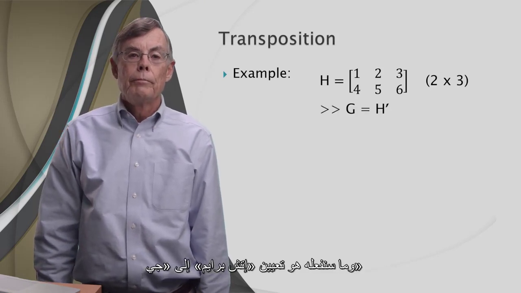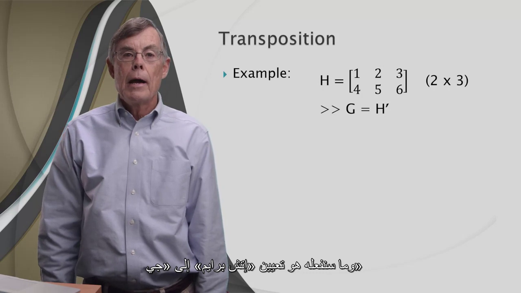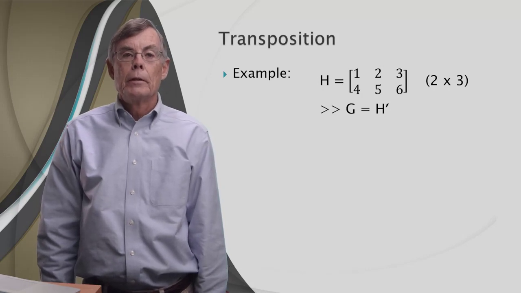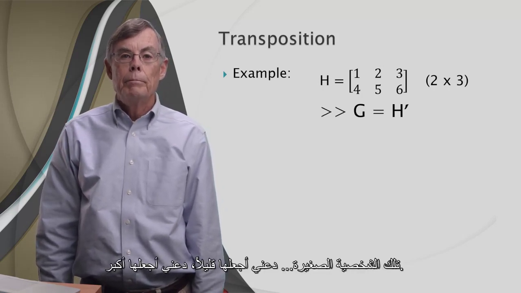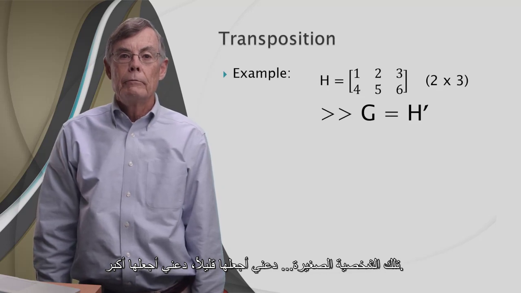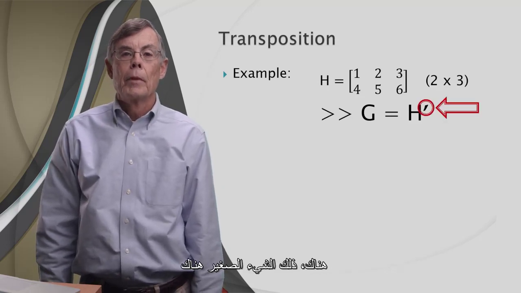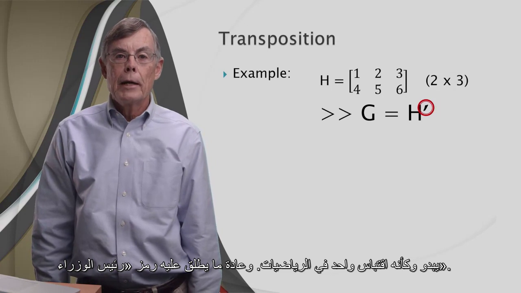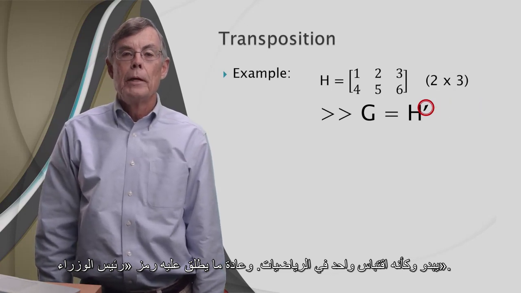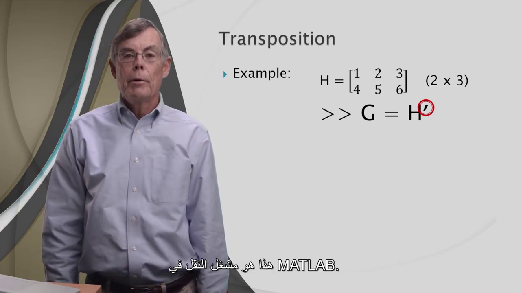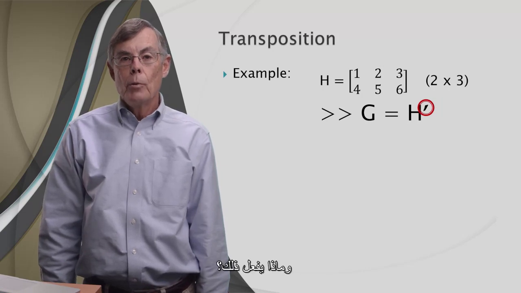And what we're going to do is assign H prime to G. That little character, let me make it even bigger. Right there, that little thing there. Looks like a single quote. In mathematics, it's usually called the prime symbol. That is the transposition operator in MATLAB. And so what does it do?